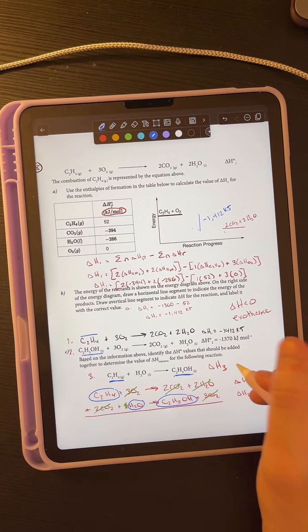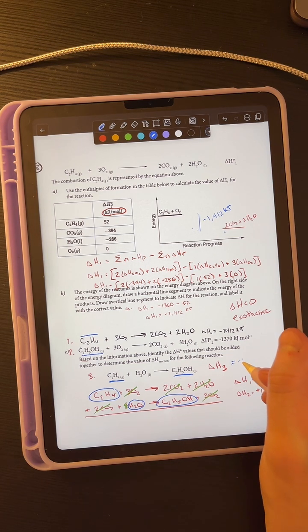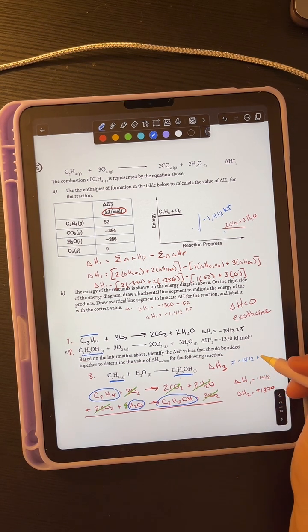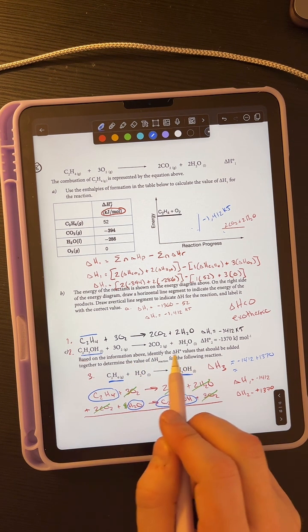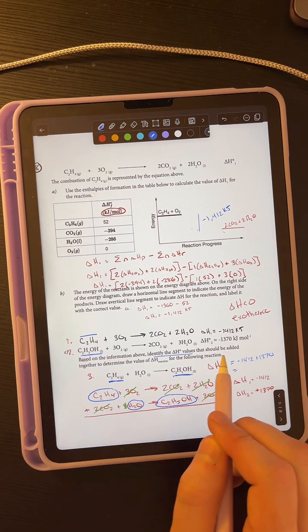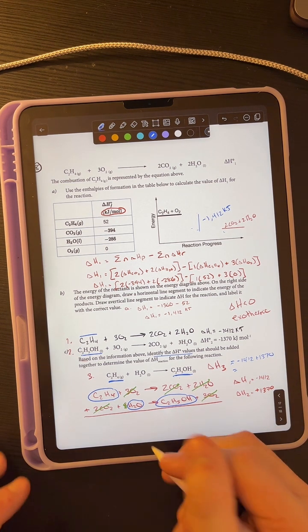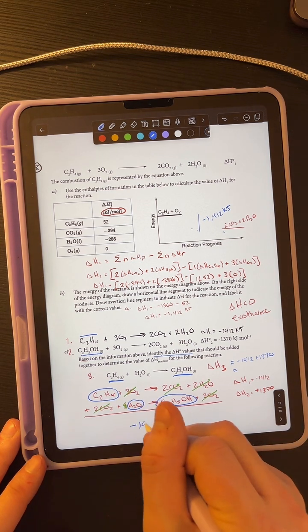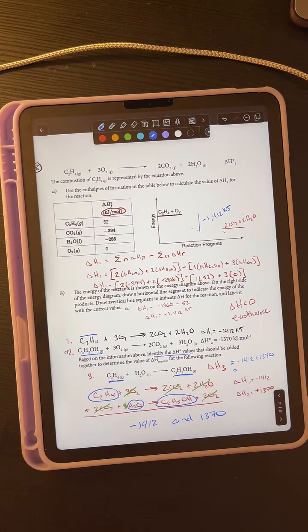And then all we do is add those two up. So delta H3 equals the negative 1412 plus 1370. And that gives us a value, but we don't need to know the value in this case because it's just looking at identifying the delta H values that should be added together. We don't need to come up with the overall value. All we have to do is say the two values are negative 1412 and 1370. And that is our answer for that one.